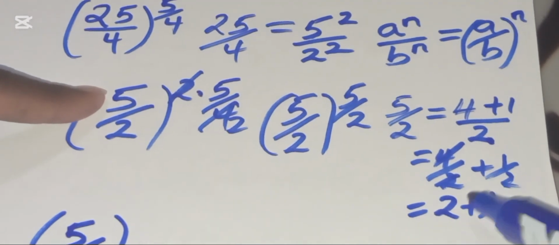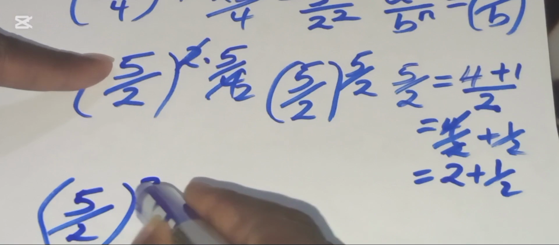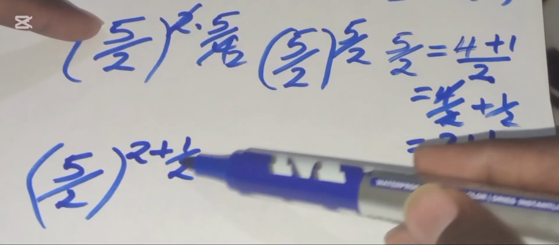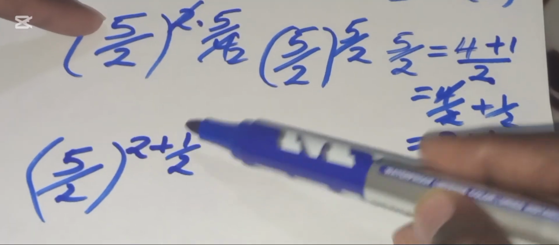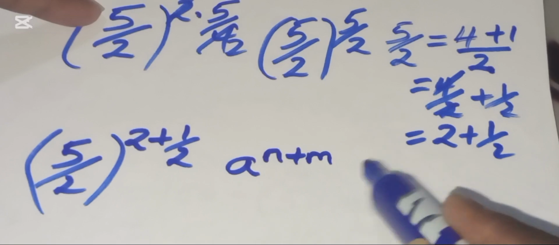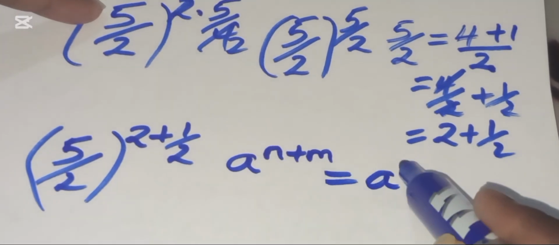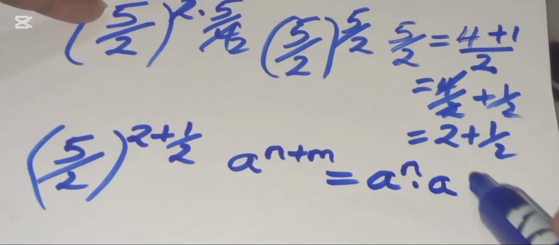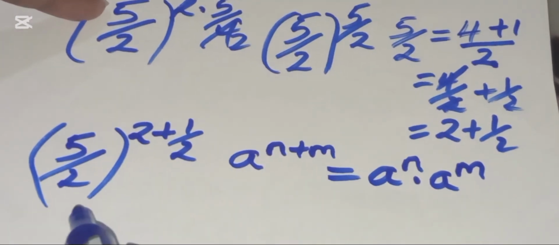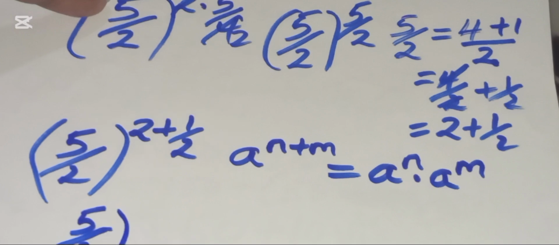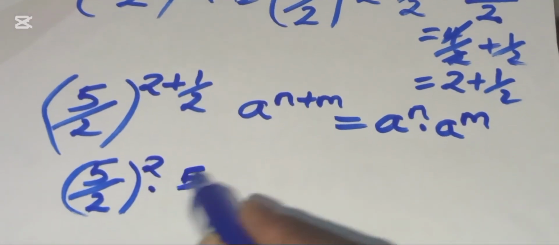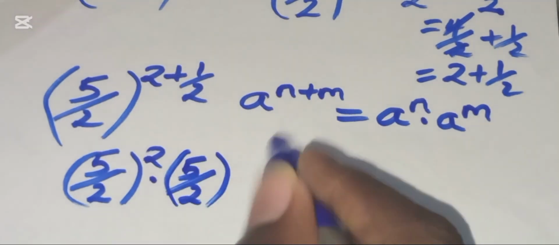So we have (5/2) raised to power 2 plus half. Now you can see that this is in the form of a raised to power n plus m, which we can express as a^n multiplying by a^m. Now let's apply this property so that we'll have (5/2)^2 multiplying by (5/2)^(1/2).